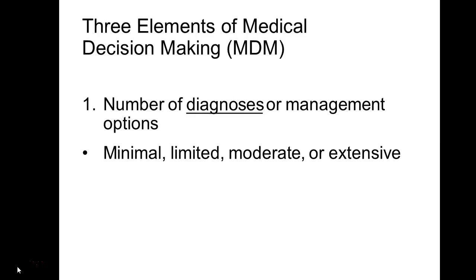There are three elements that we go into of medical decision making. The first part is the number of diagnoses or management options, and these are considered minimal, limited, moderate, or extensive. Minimal could be 1 or none. Limited could be 1 to 2. Moderate could be 3 to 5, and extensive could be more than 5. As we're going up, we are adding more diagnoses and more complications.